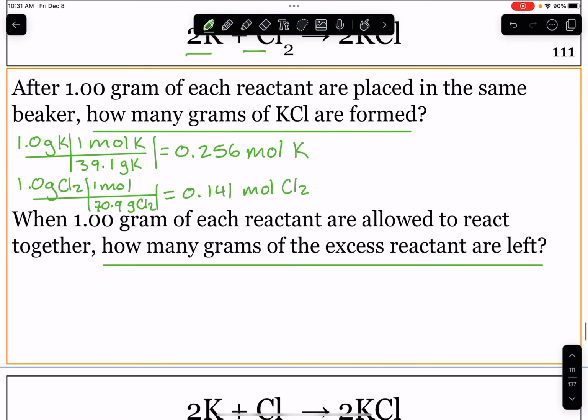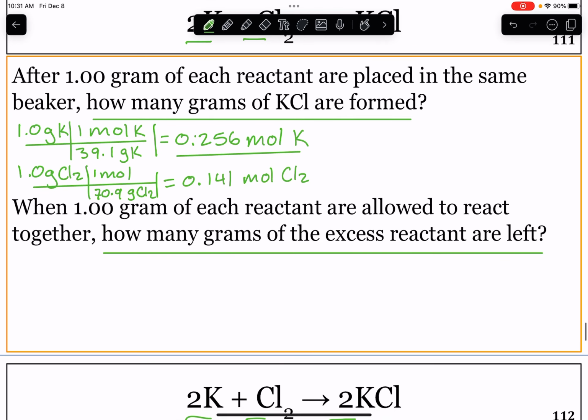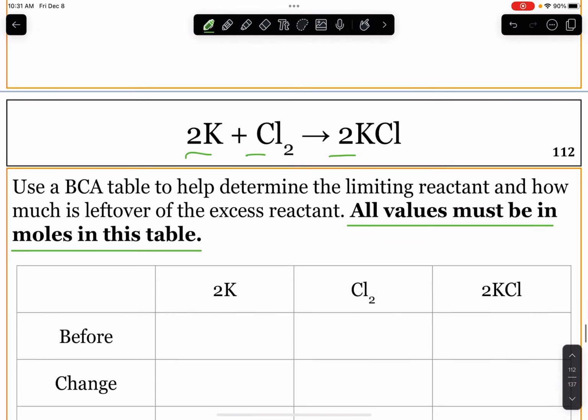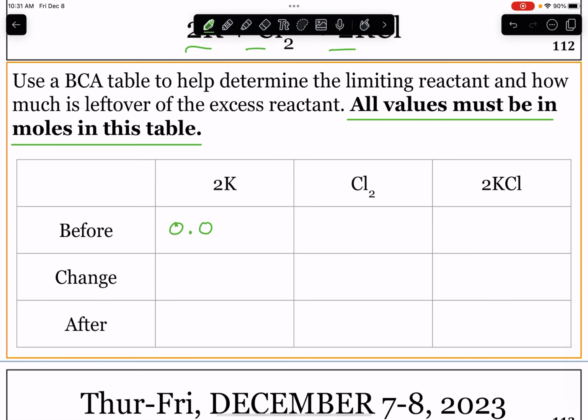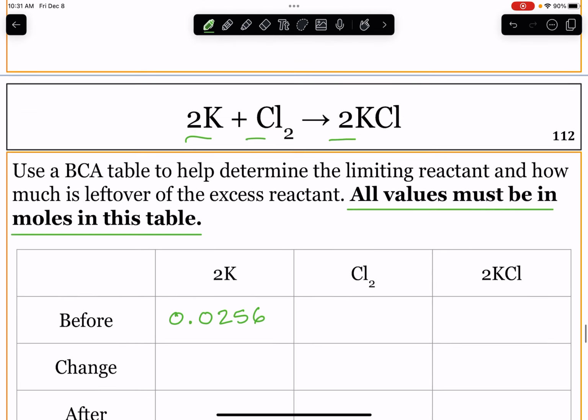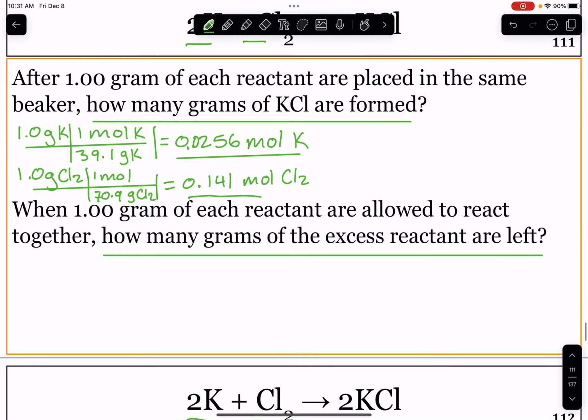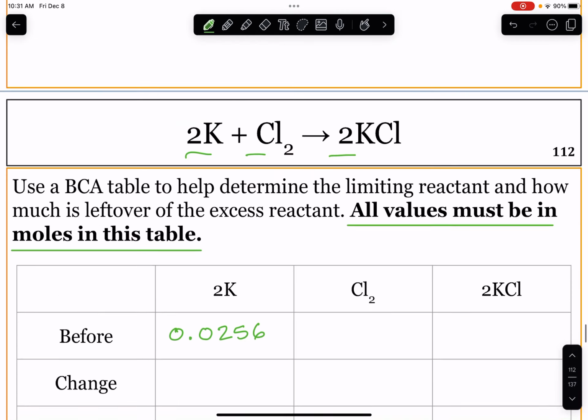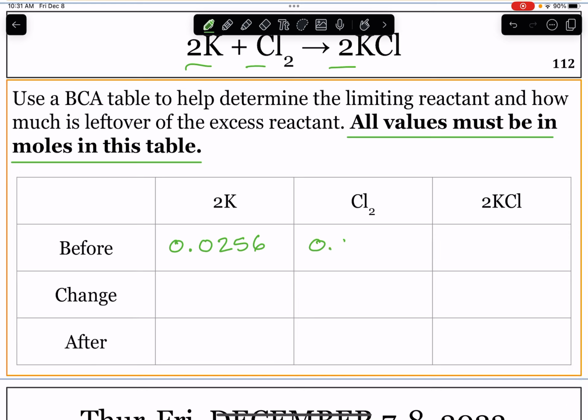The 1 gram of each gives us 0.0256 moles of potassium, oops, I first said 0.256, but that is actually 0.0256. So we write this in here. And then we also have 0.0141 moles of chlorine. This is how much we have before the chemicals are mixed together. Before the chemicals are mixed together, we have 0 of the product. Now, the change row must be in ratio of 2 to 1 to 2.